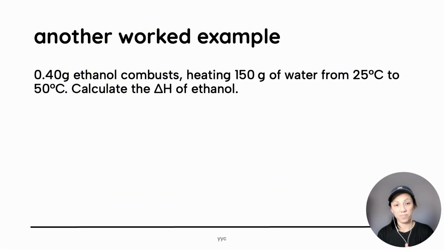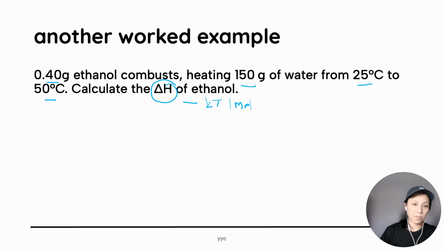Let's do another question. What if I used instead 0.4 grams of ethanol, use the whole 0.4 grams, to heat up 150 grams of water, and it goes from 25 degrees to 50 degrees. Now what we have to do is calculate the delta H, right? The delta H in terms of kilojoules per mole. Let's say that's the units that they want.